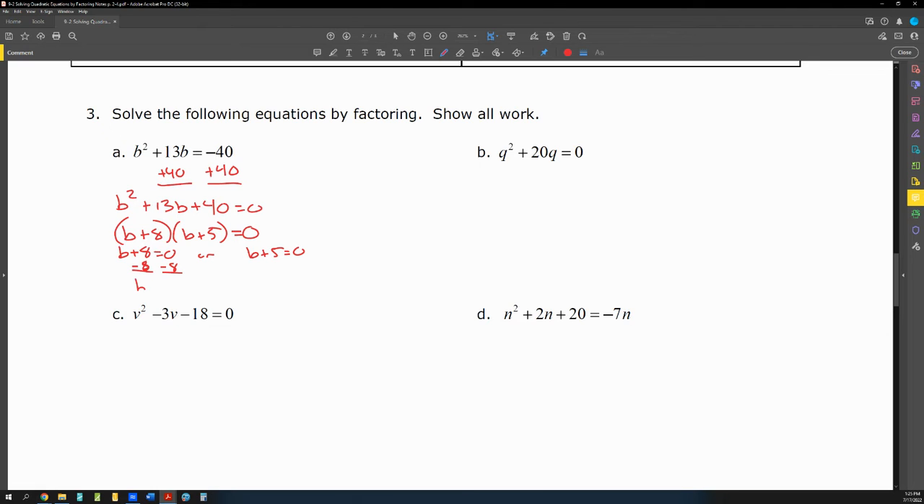So in the first equation, I'm going to subtract 8 from both sides. We get b is equal to negative 8. In the other equation, I'm going to subtract 5 from both sides, and we get b is equal to negative 5.